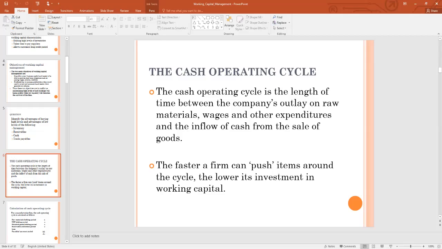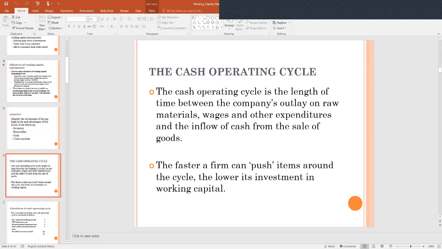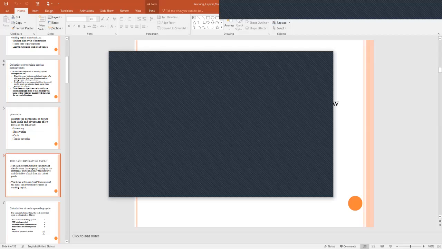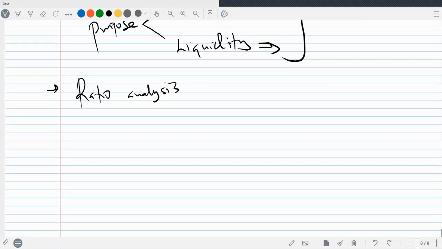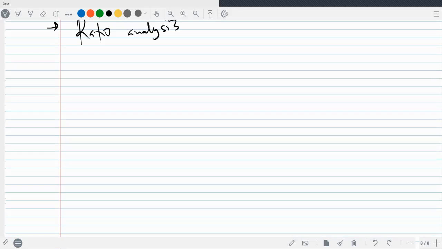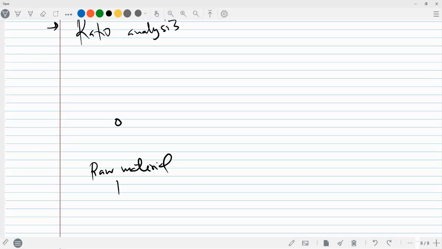Now let me show you how to get the cycle. Let's take the case of a company involved in manufacturing. This is not a service company, they manufacture. Assume that on day zero they buy raw material. So this is day zero, raw material purchases.